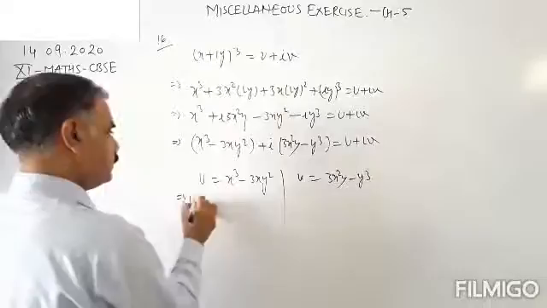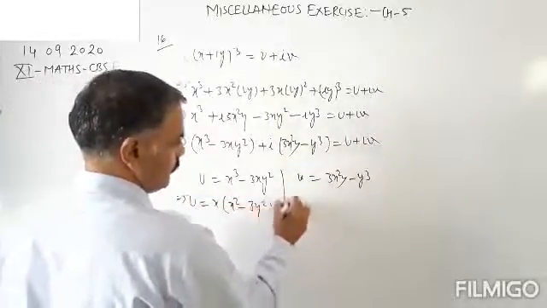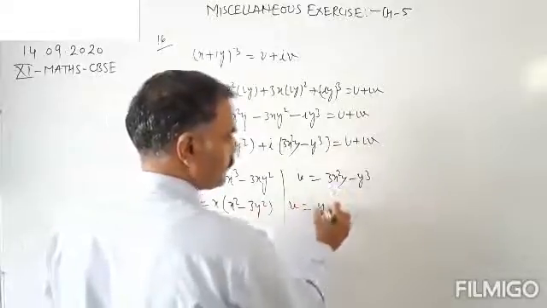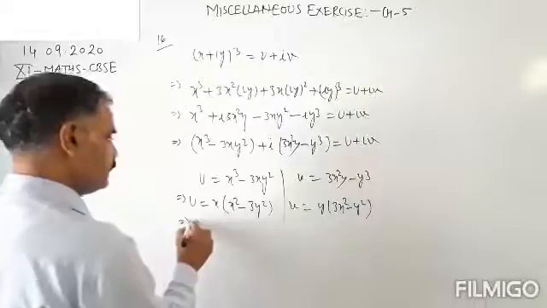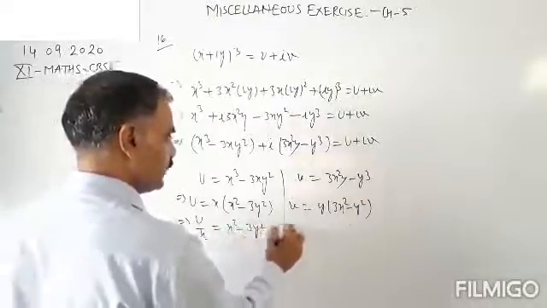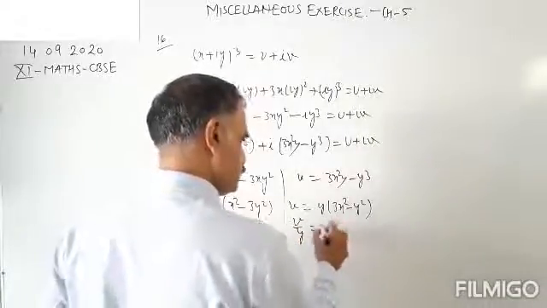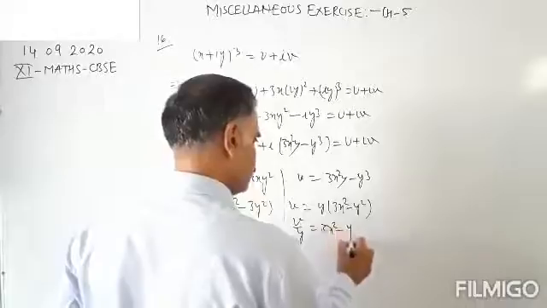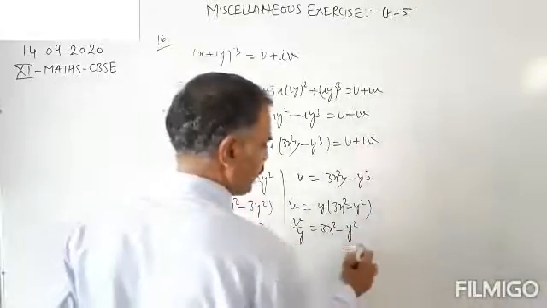Okay, so u equals, taking x as common, x square minus 3y square, and v equals, taking y as common, 3x square minus y square. Now this is u upon x equals x square minus 3y square, and v upon y equals 3x square minus y square.